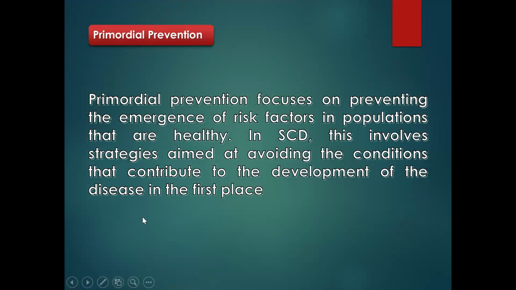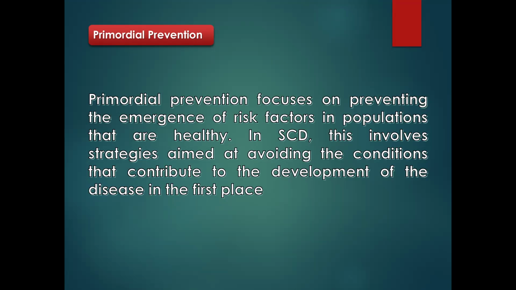So the first level of prevention is the primordial prevention. Primordial prevention focuses on preventing the emergence of risk factors in the population who are healthy. So the main target of primordial prevention is to make sure that nobody is exposed to a risk. And you know that a risk is something that makes you more vulnerable to a disease. It's something that makes you more opportune to have a particular disease.